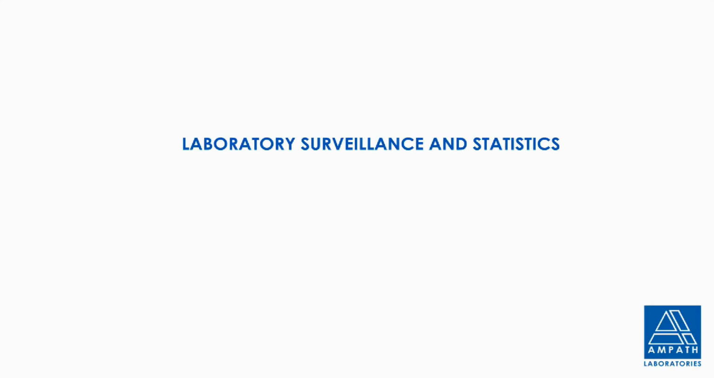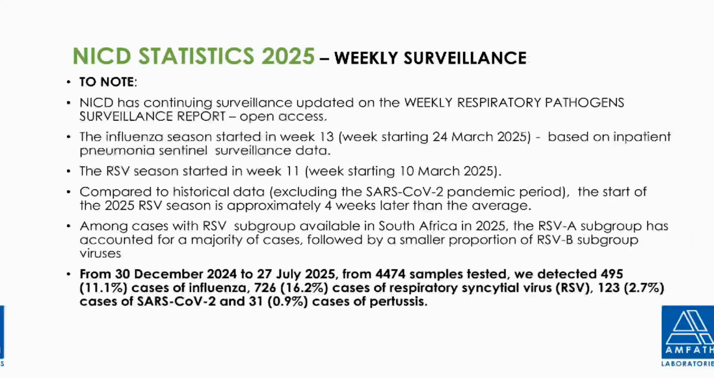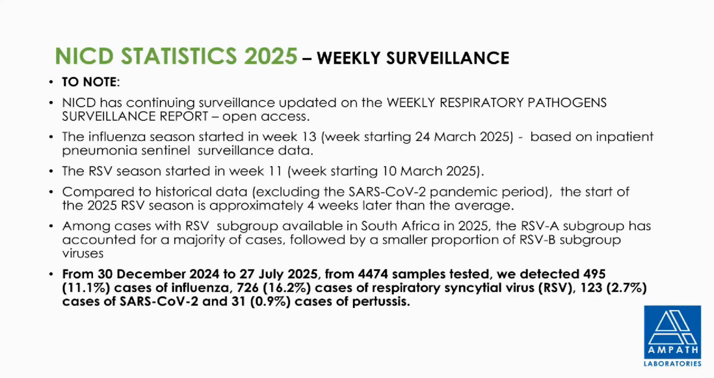Moving over to our lab surveillance and statistics. Just to note again that you have a weekly surveillance update that the NICD sends out. From December 2024 to July 2025, of their almost 4,500 samples tested, they found that 11% of cases were influenza, 16% of cases were RSV, and just under 3% of cases were SARS-CoV-2. We also note a small incidence of pertussis.